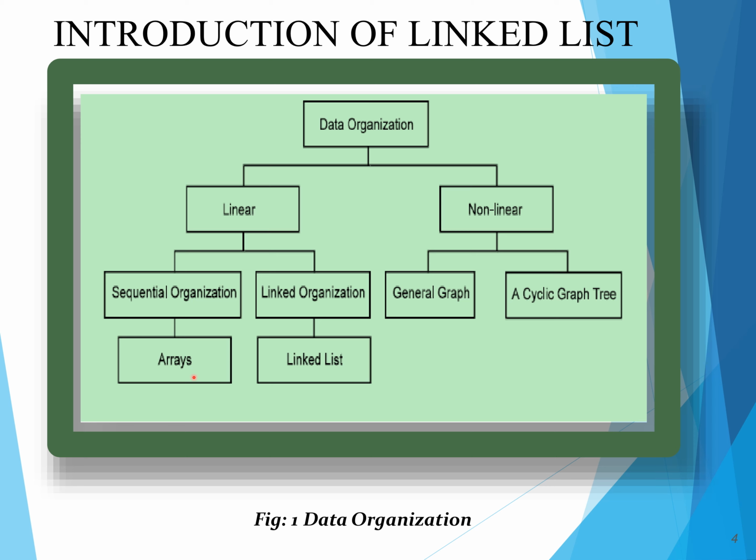Array is actually used to store similar kinds of data items, but it requires continuous memory allocation for the storage. Linked list is again used to store similar kinds of data elements, but it does not require any kind of continuous memory allocation. They are linked with each other by using a node structure. A non-linear data organization is classified into two types, general graph and the tree.